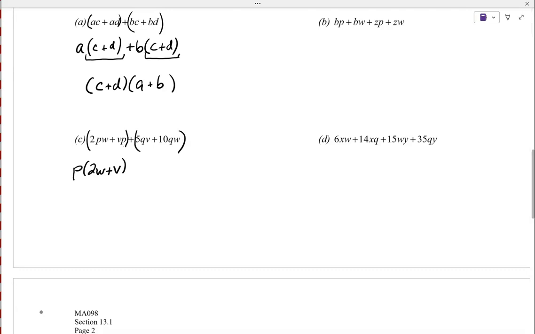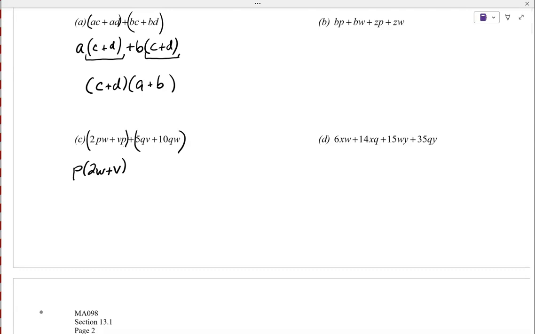So since we see 2W plus V in the first chunk, what do we want to see in the second chunk? 2W plus V again, right? We'd better see that if we're going to be able to factor it. Okay, so looking at the second chunk, what's the GCF?